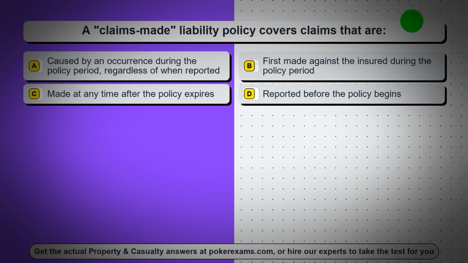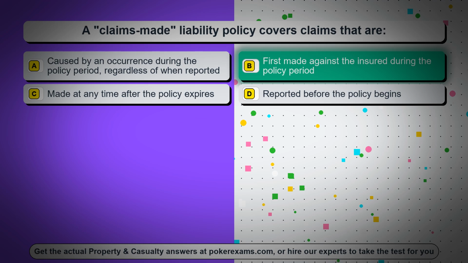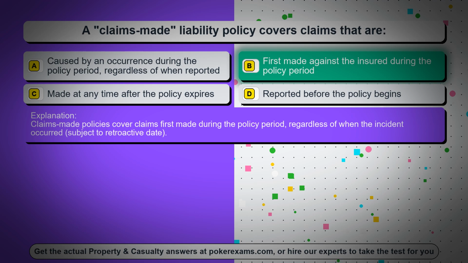Question 79. A claims-made liability policy covers claims that are: option A, caused by an occurrence during the policy period, regardless of when reported; option B, first made against the insured during the policy period; option C, made at any time after the policy expires; option D, reported before the policy begins. The correct answer is option B, first made against the insured during the policy period. Claims-made policies cover claims first made during the policy period, regardless of when the incident occurred, subject to retroactive date.